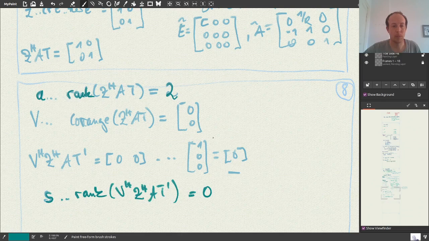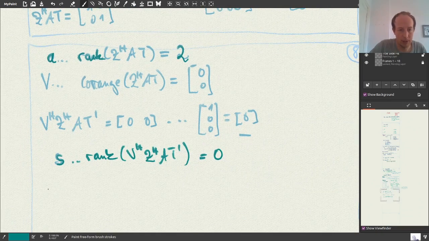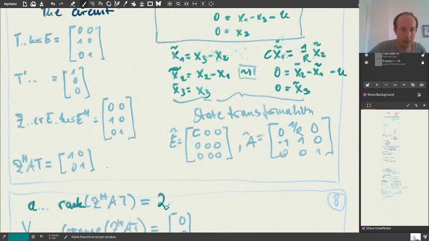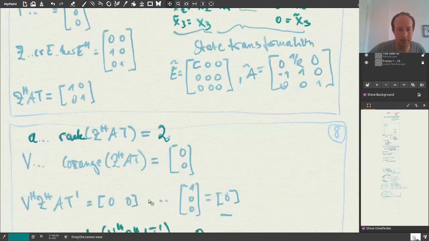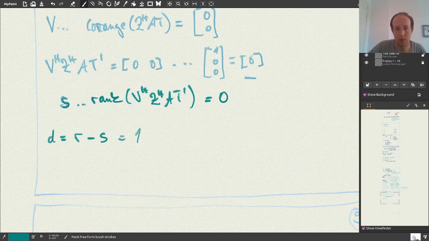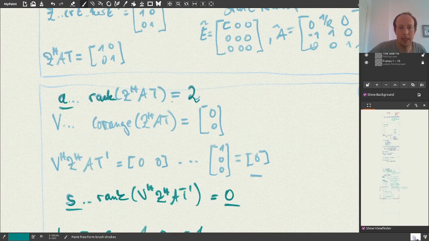Okay. Well, then we can still define what is the d. d was r minus s. What was the rank of the E matrix? Here the rank is 1. So it's 1 minus 0. So it is 1. Here r is 1, s is 0, and a is 2.